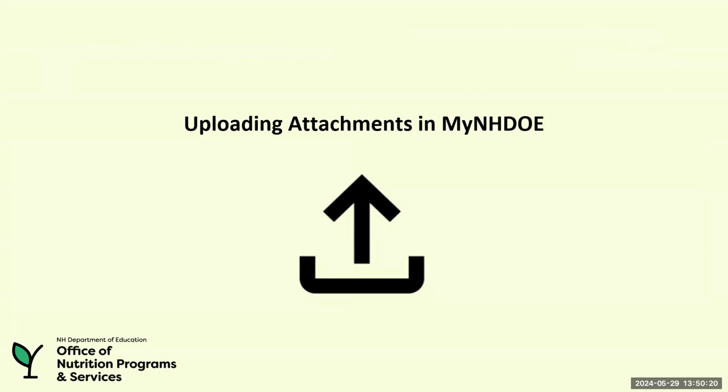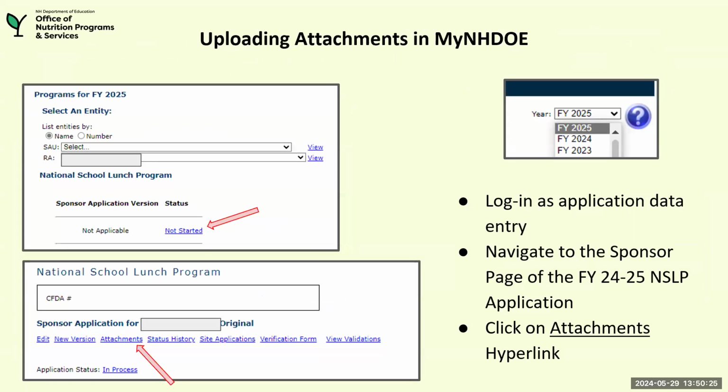So, uploading attachments in My NHDOE. To upload attachments in the school year 24-25 NSLP application, the application data entry role must log into My NHDOE. Make sure that the FY 2025 dropdown is selected in the right-hand corner of the web page. Then navigate to the NSLP application by clicking on the Not Started or In Process hyperlink under the National School Lunch Program. You will see this in the first screenshot at the top.